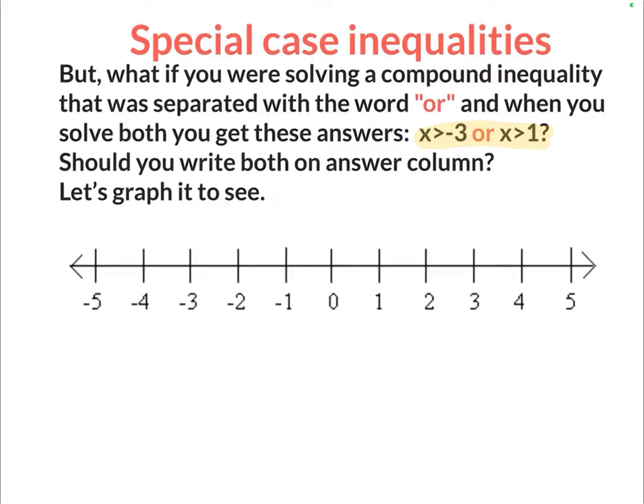Now, most of the time, we would say that's your answer, okay? Like you include both. The x is greater than negative 3 or x is greater than 1. But this is a special case where you do not include both answers with the word or between it, okay? What do I mean by this?